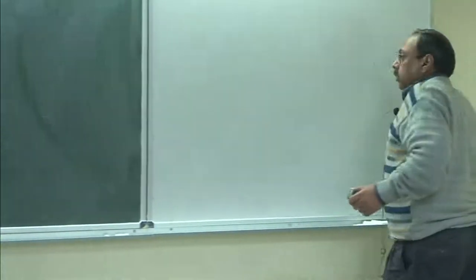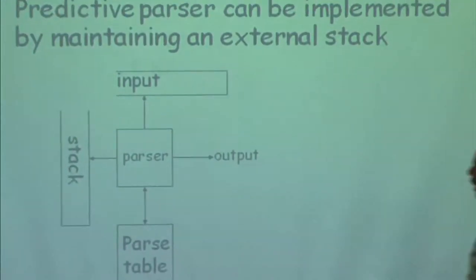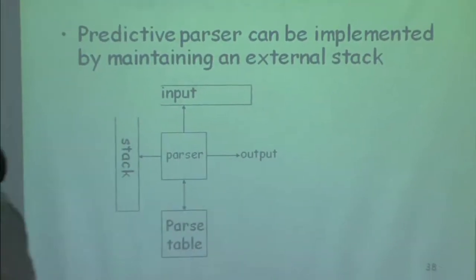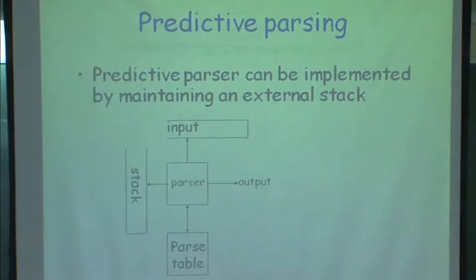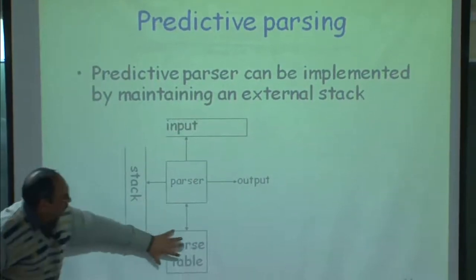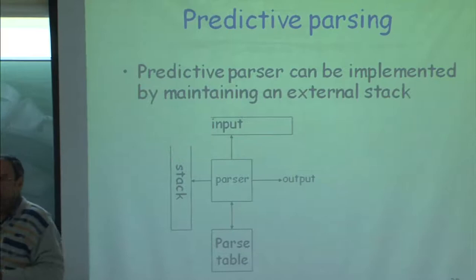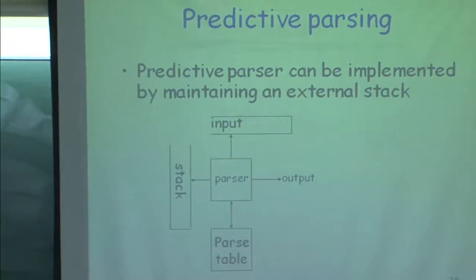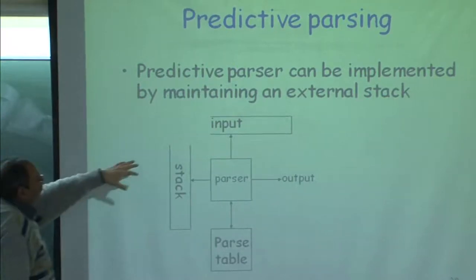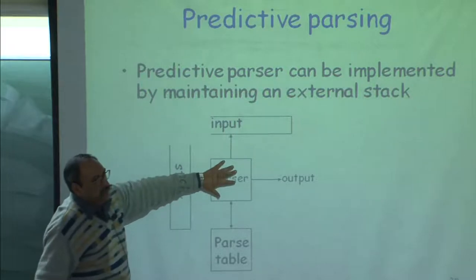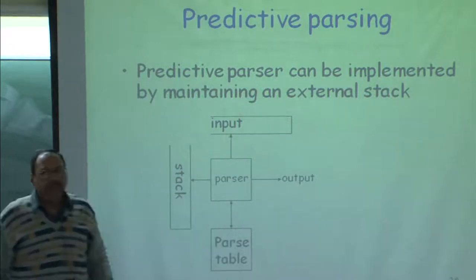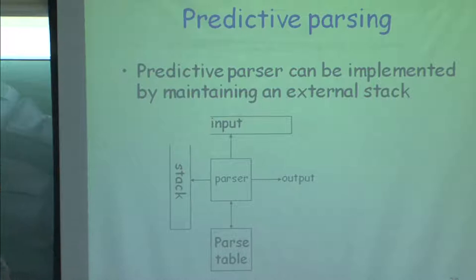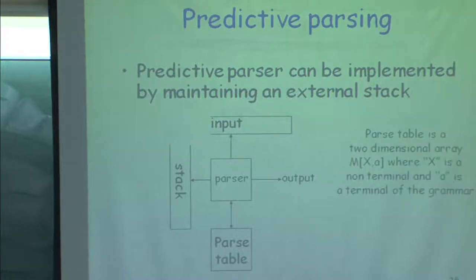Instead of having the recursive descent parser, we now want to use an external stack for simulation. We have a parsing algorithm and a parse table, and the grammar is encoded in tabular form. Then we started looking at how this parser works. We took an example of a parse table and a grammar. Before that, we did certain transformations on the grammar.